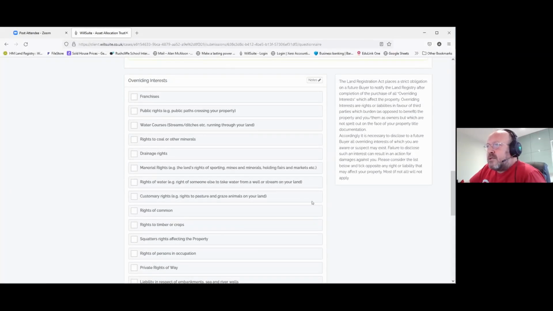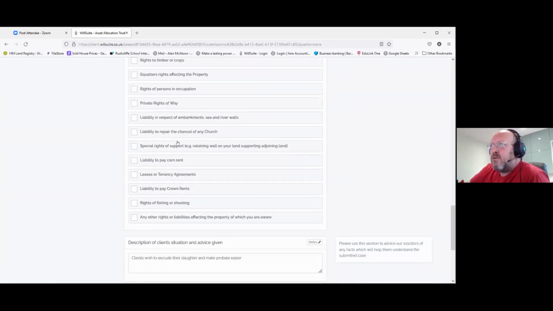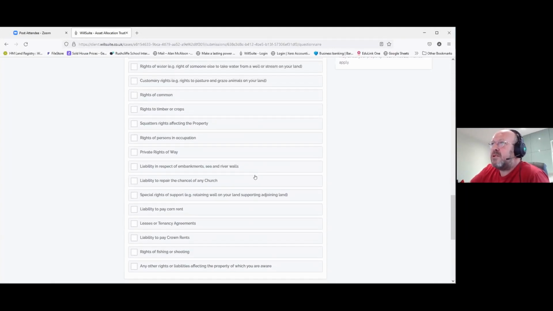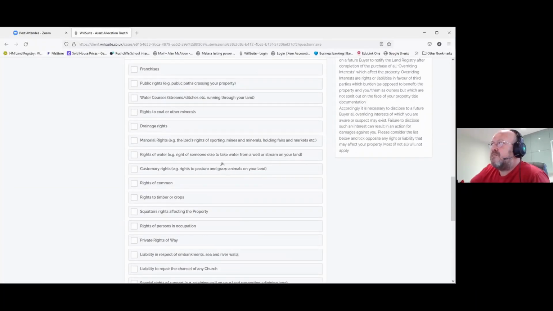Overriding interests. This is just a legal requirement for us making a filing. We have to be informed of any overriding interests on the property before we transfer it. Generally, people are going to know, and it's just a case of picking one. If someone's got fishing rights or crown rents or anything on their property, they're going to know about it. It's not a big pain.